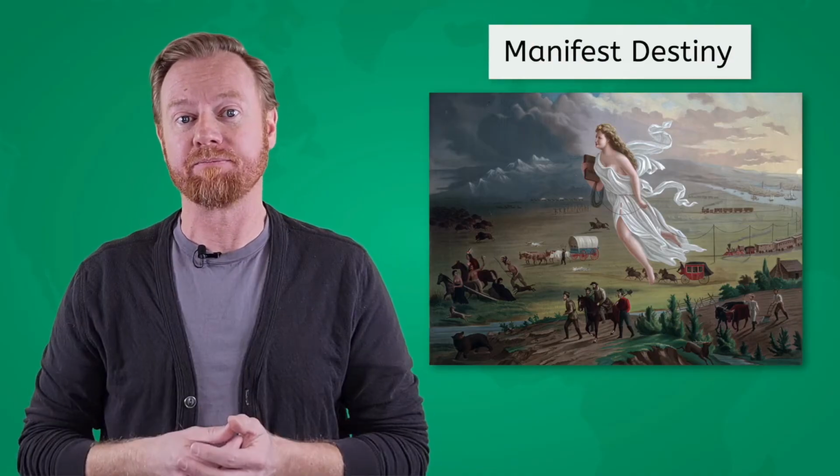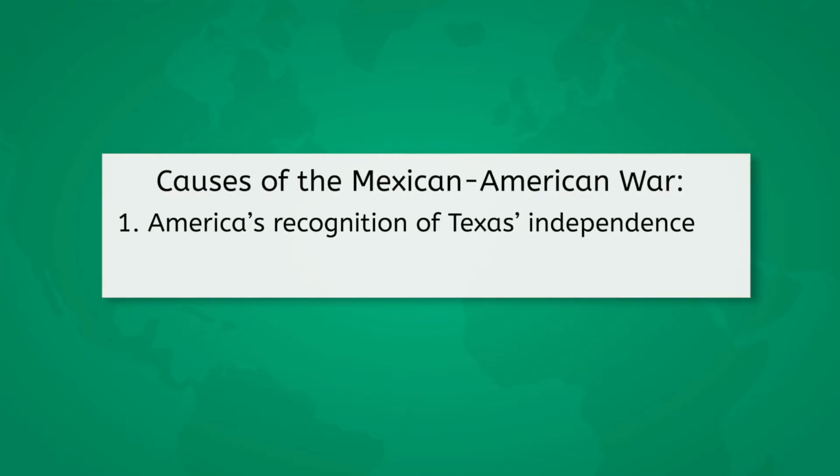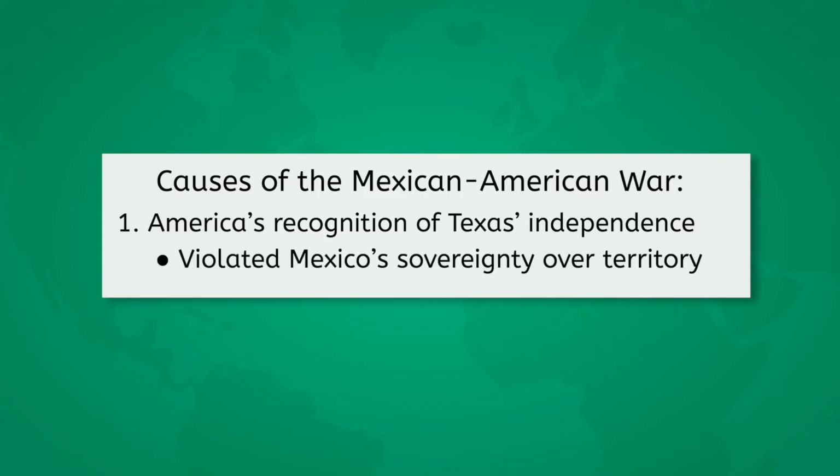Why? Well, these Texan settlers were part of America's belief that it must expand westward, a period you know as manifest destiny, making them a part of America's cotton economy. When Mexico abolished slavery in 1829, Texans resisted and eventually declared independence in 1835, which America quickly recognized. The first cause of the Mexican-American War was America's recognition of Texas independence. Why? Texan independence violated Mexico's sovereignty over the territory, and they felt that the U.S. was responsible for encouraging it.